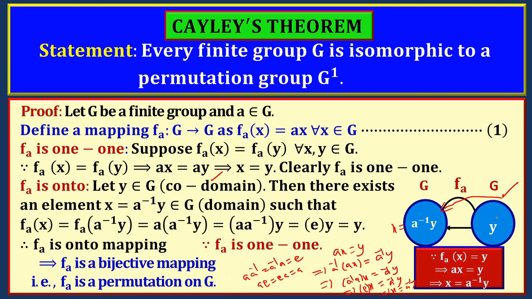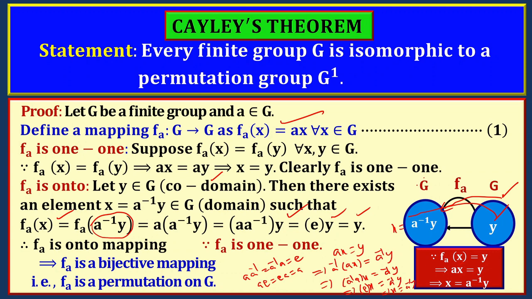For every y belongs to G, there exists an element x is equal to a inverse y belongs to G such that f_a of x is equal to, by definition using 1, ax. So f_a of a inverse y is a into a inverse y. This is a a inverse into y by using associative property. a a inverse is e, so e into y is equal to y. So f_a of x is equal to y.